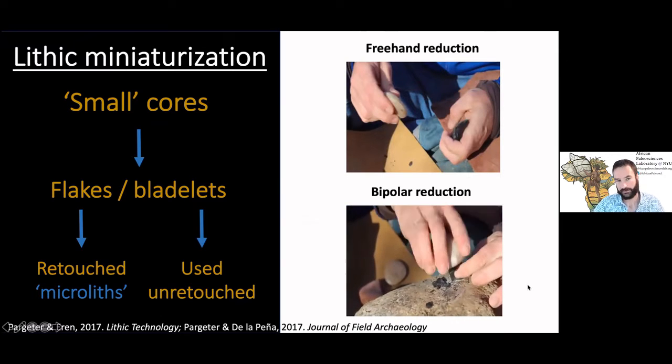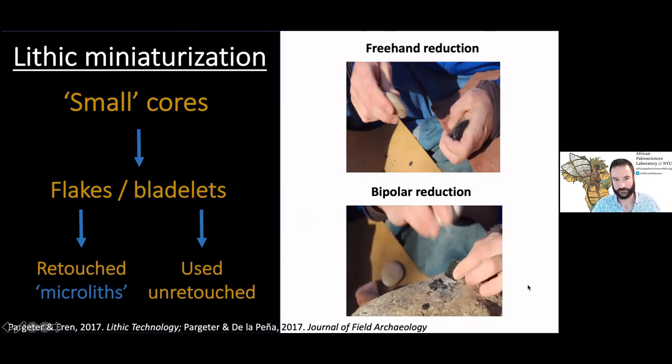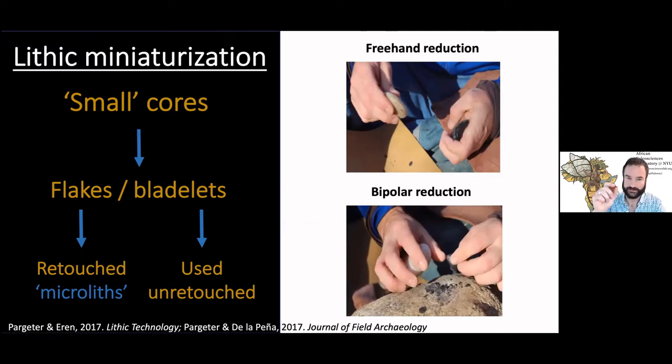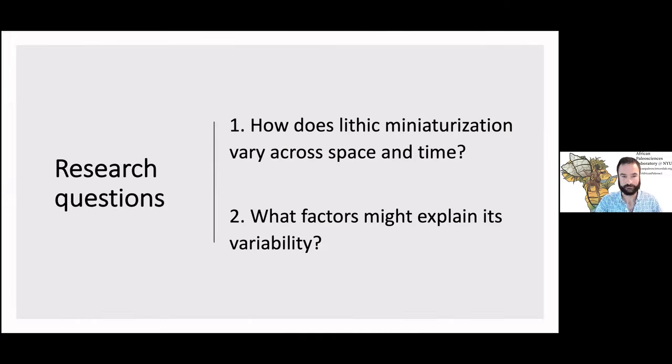A slightly easier way to do this is called bipolar reduction. You can see that it's a little bit more straightforward. You basically just have to hammer down on a piece of rock from above. But you can see all those tiny pieces of stone coming off that lump of rock. They're all really useful. And they're both ways of making these tiny stone tools that we can study in the archaeological record to figure out when and where people used these processes through time.